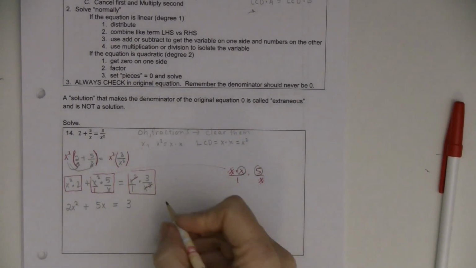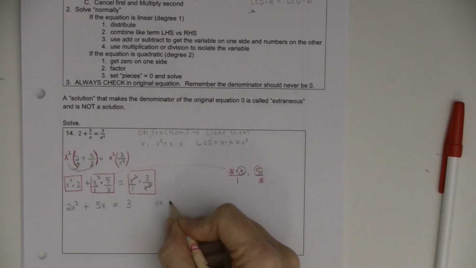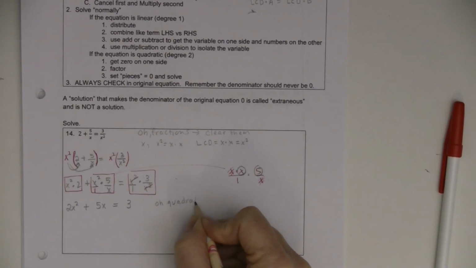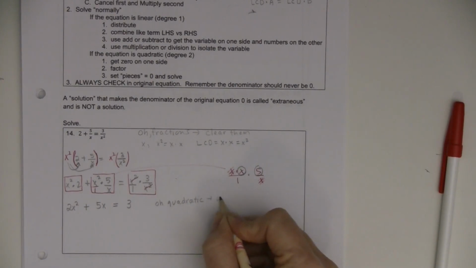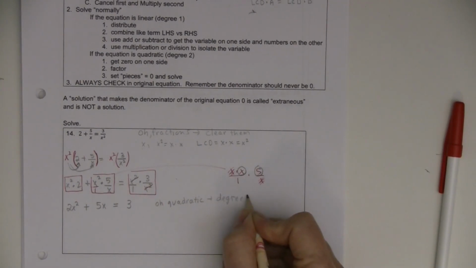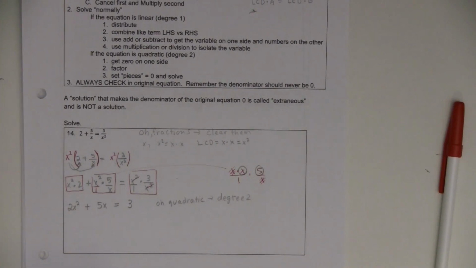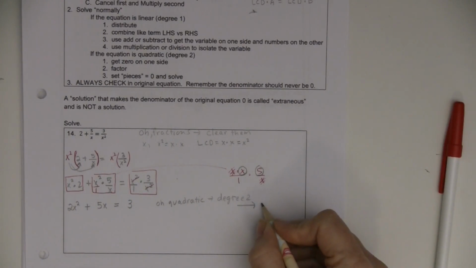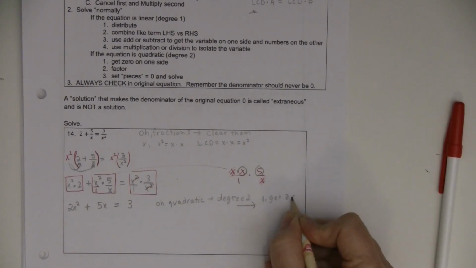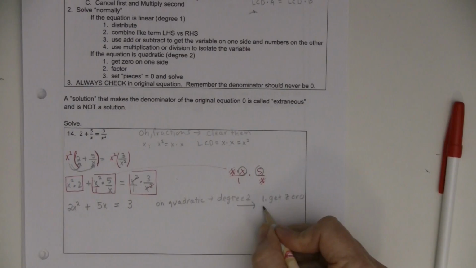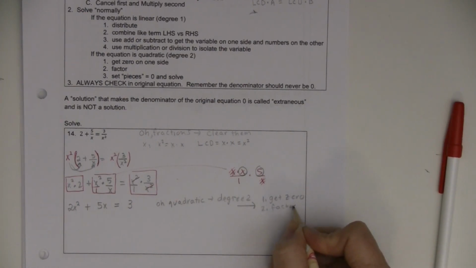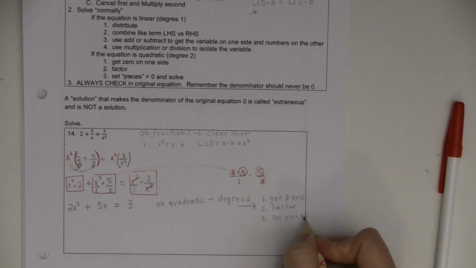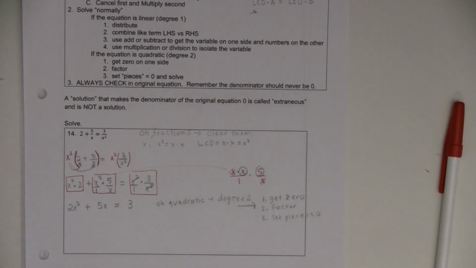On this thing right here, I'm thinking, oh, it's quadratic. Quadratic means degree 2. Here's the degree 2, x to the second. What you do when it's degree 2 is there are steps. Step 1: get 0 on one side. Step 2: factor it. And then set the pieces, which is different than Mises, equal to 0 and solve.